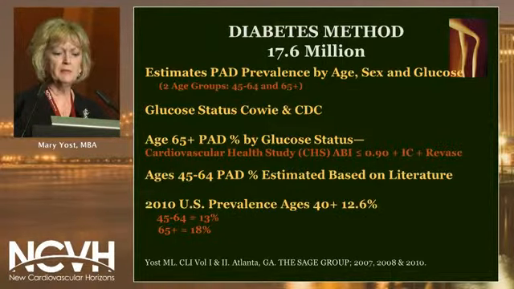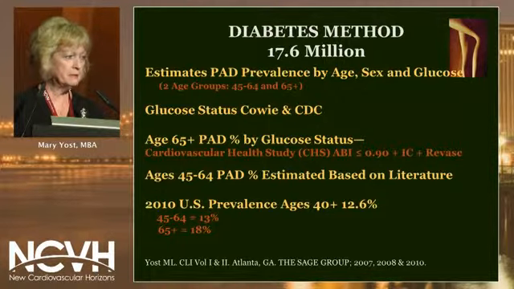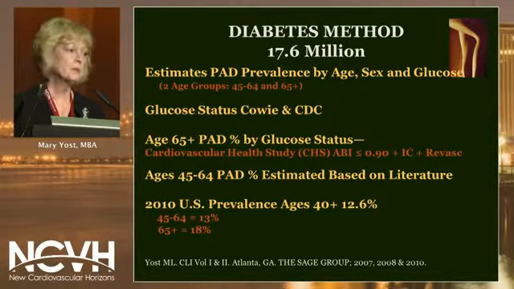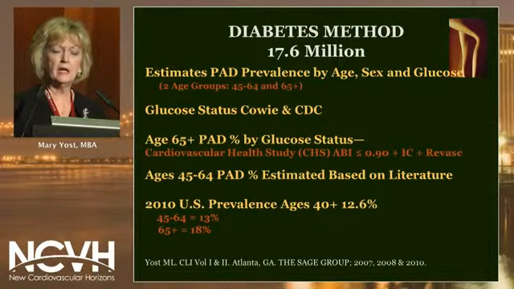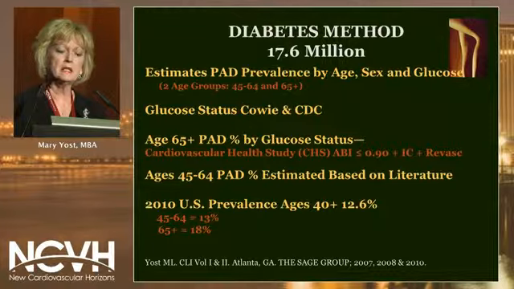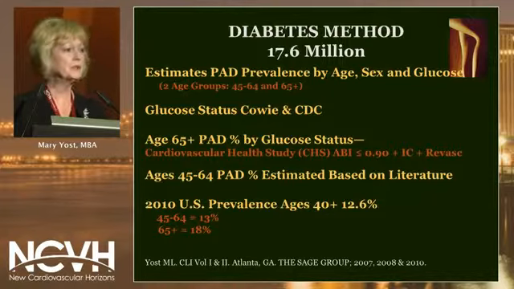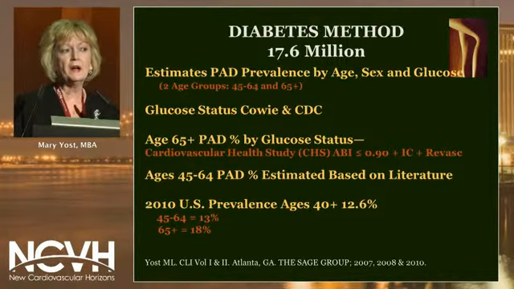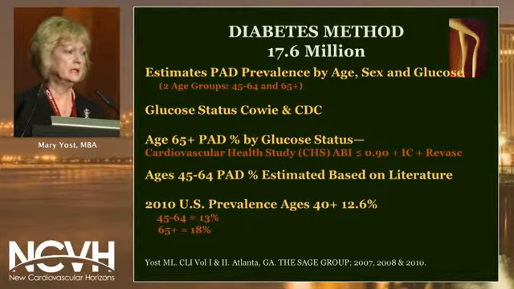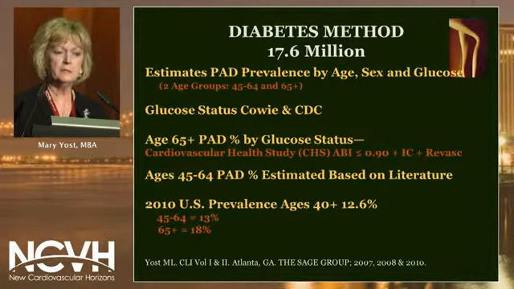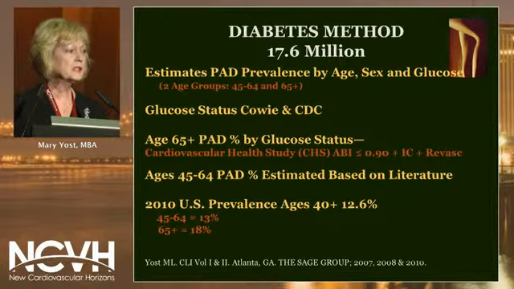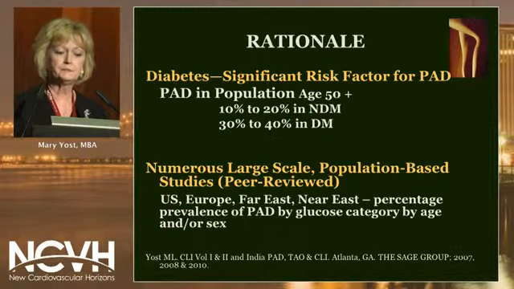If we look at the diabetes method, this is a real-time population-based method to estimate PAD prevalence by age, sex, and glucose categories, and for 3 glucose states. The glucose states are based on studies by Cowie and the CDC. The prevalence of PAD is based on the cardiovascular health study in those 65 and older. And for those 45 to 64, the prevalence of PAD is estimated based on the literature. Note that the US population prevalence of PAD in those 40 and over was a little under 13%.